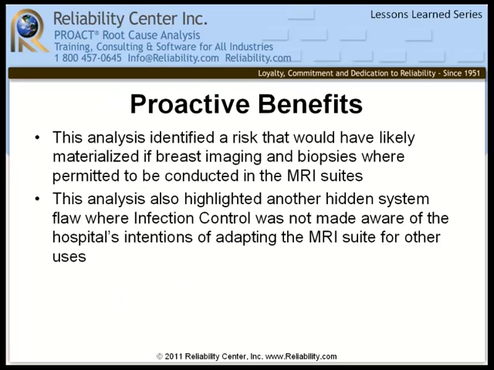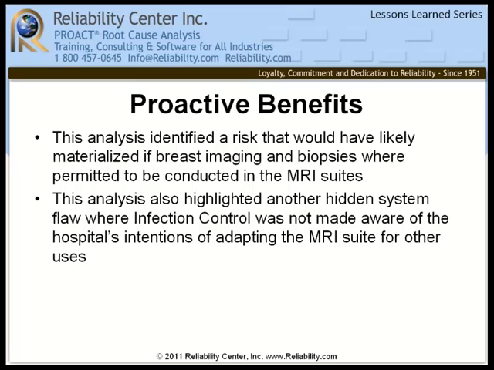Okay, I also wanted to focus on the proactive benefits of this particular root cause analysis, keeping in mind that when we initiated this, it was because of the lack of availability of the MRI system as a whole, not because of the decision that they wanted to use this room for other purposes. This analysis identified a risk that would have likely materialized if breast imaging and biopsies were permitted to be conducted in the MRI suites, because they were not clean room atmospheres. They actually had dirt on the floor, which could be a source of infection.